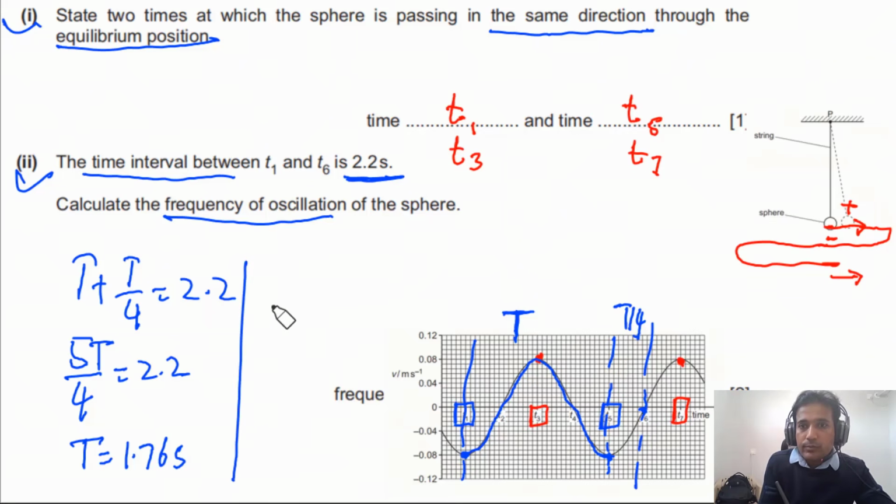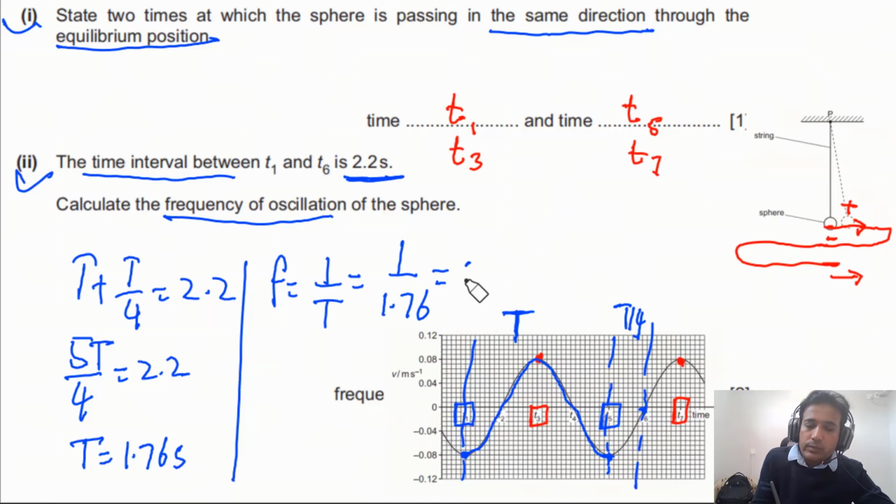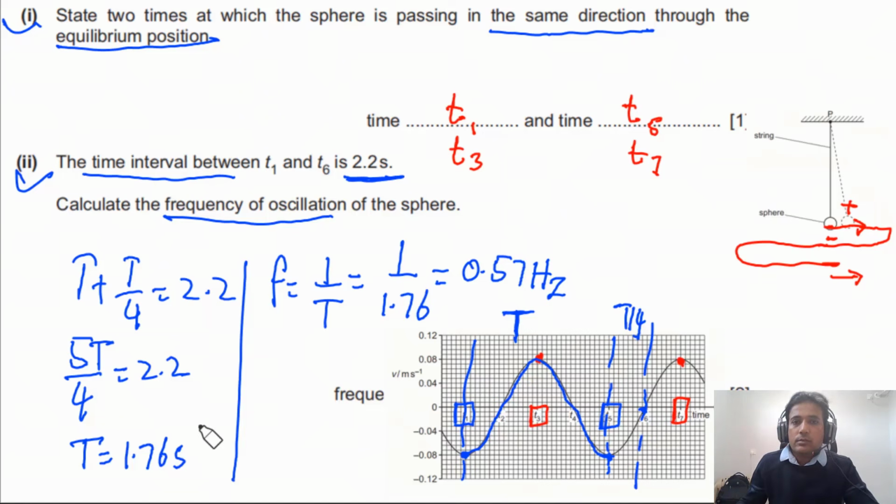Now we have the time period, so we can find out frequency. Frequency is the reciprocal of time, so we can say 1 over T, the time period, and the time period is 1.76. So we will get in this case 0.57 hertz. So this is the frequency.